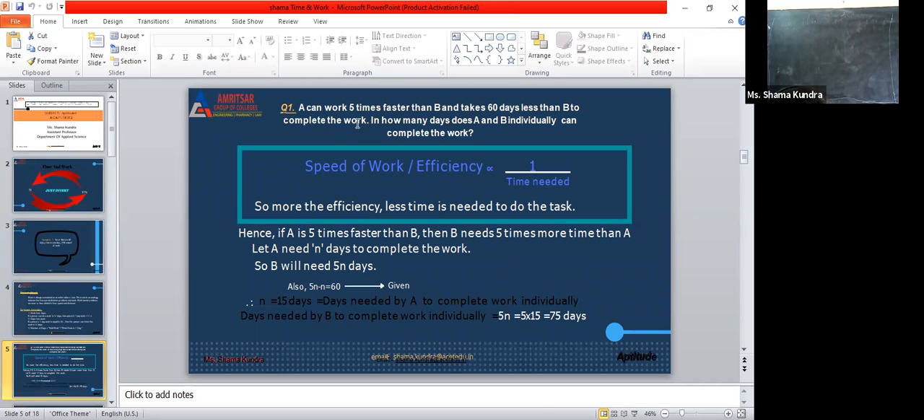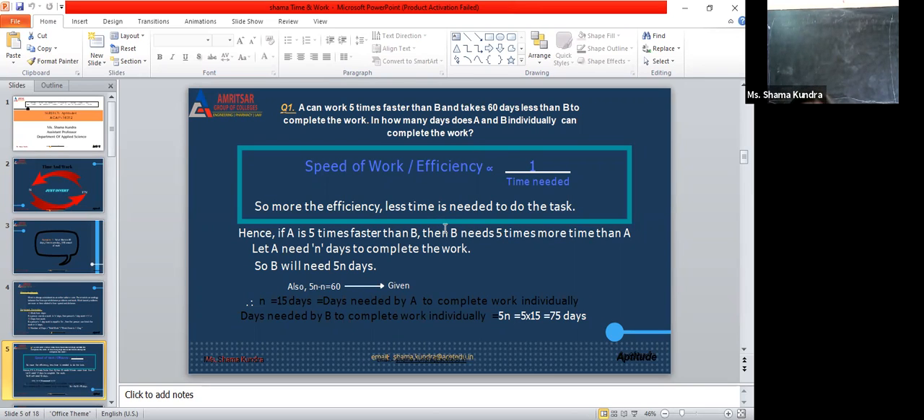A can work 5 times faster than B and takes 60 days less than B to complete the work. In how many days can A and B individually complete the work? Now over here again, we know that we just have to invert. n becomes 1 by n, 1 by n becomes n.